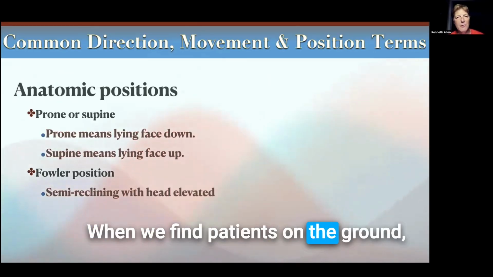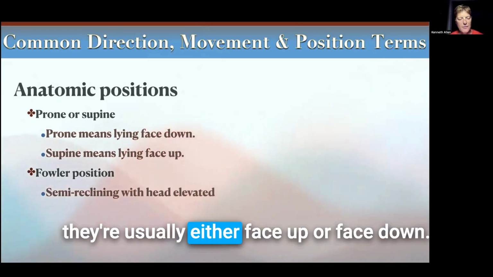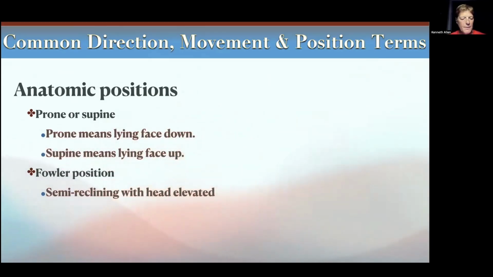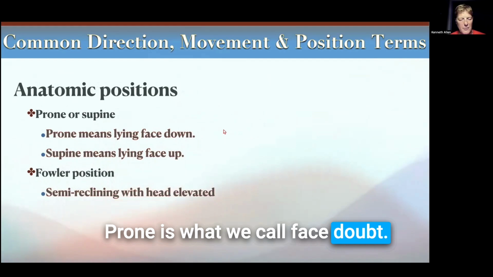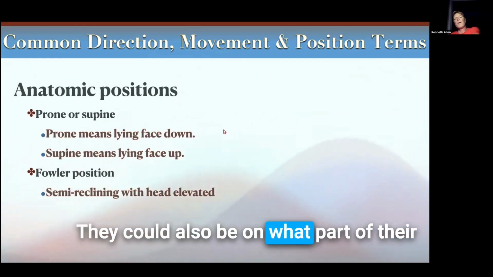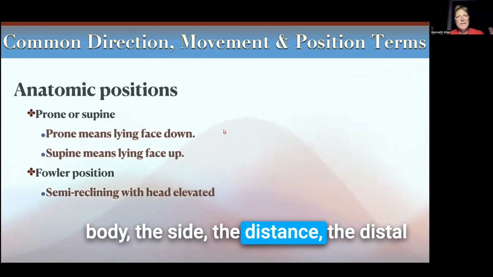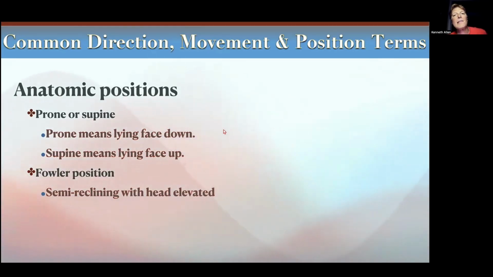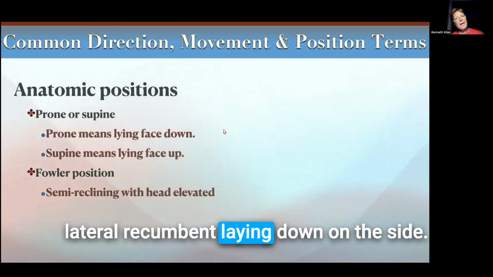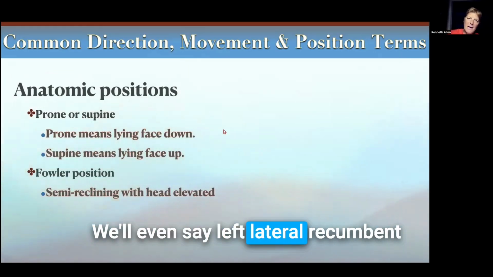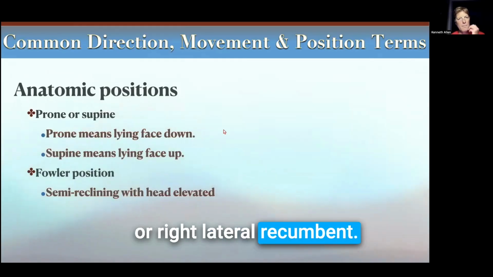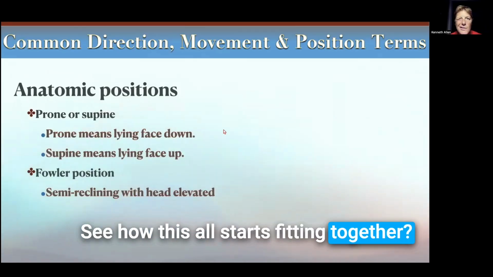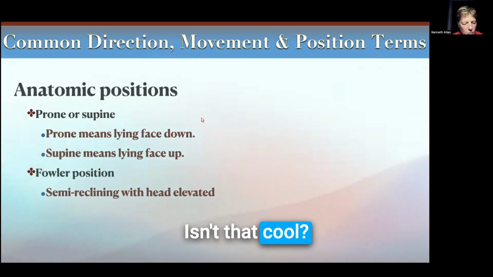When we find patients on the ground, they're usually either face up or face down. Face up is what we call supine. Prone is what we call face down. They could also be on what part of their body? The side, the lateral side of their body, and hence we call that lateral recumbent, laying down on the side. We'll even say left lateral recumbent or right lateral recumbent. See how this all starts fitting together? Isn't that cool?